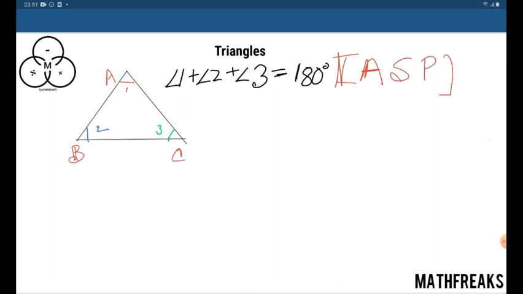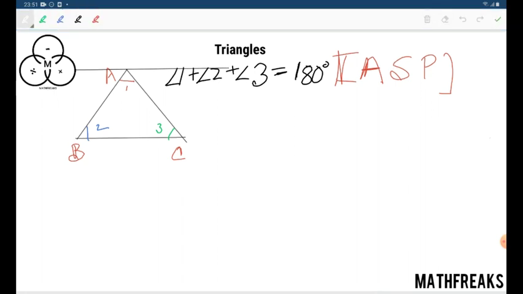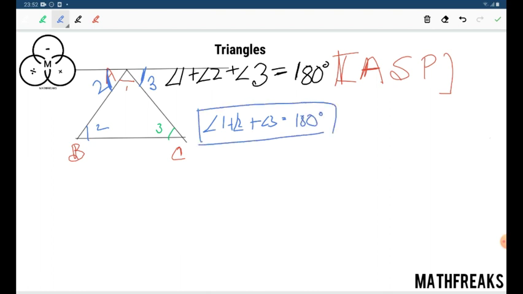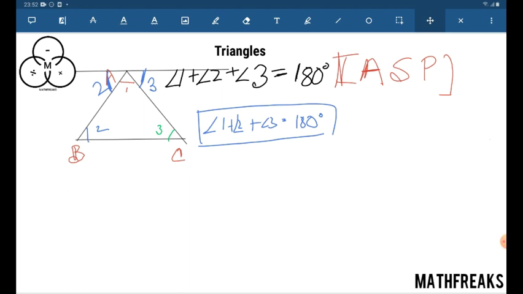Now what is the proof of this? Very simple. If we draw a line parallel to BC, then since this is a line parallel to BC, this angle will be equal to angle 3 and this angle will be equal to angle 2. These are alternate angles, and since this is a straight line, the sum of the angles will be 180 degrees. Angle 1 plus angle 2 plus angle 3 is 180. Hence proved.